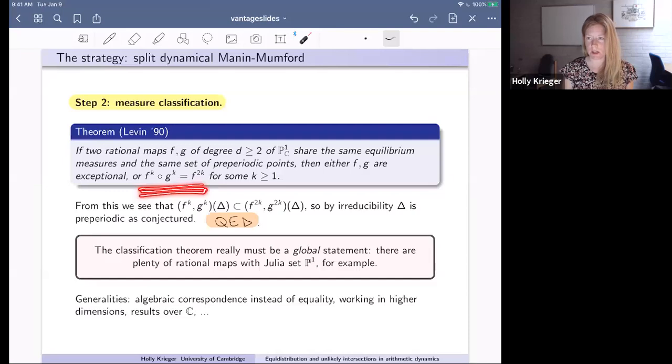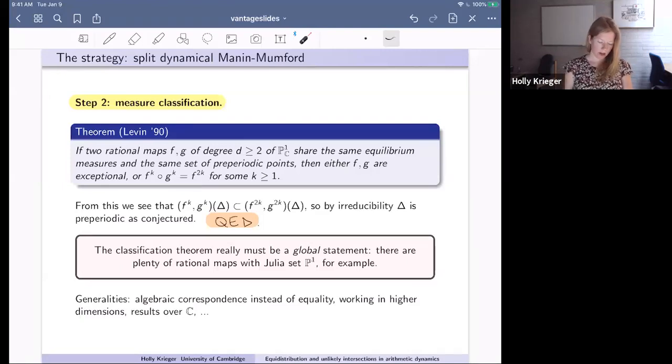A dynamical relation between F and G, okay? And so applying this theorem, at least in the non-exceptional case, what we see is that in order for the diagonal to have infinitely many pre-periodic points under that split map, the two maps have to have the same set of pre-periodic points and the same equilibrium measures, from which we deduce this relation of Levin, and therefore we obtain a pre-periodic diagonal as conjectured. Okay, so this simple outline, in proving this very restricted case of dynamical Manin-Mumford, is really at the heart of basically all of the references and the proofs that have been found so far.